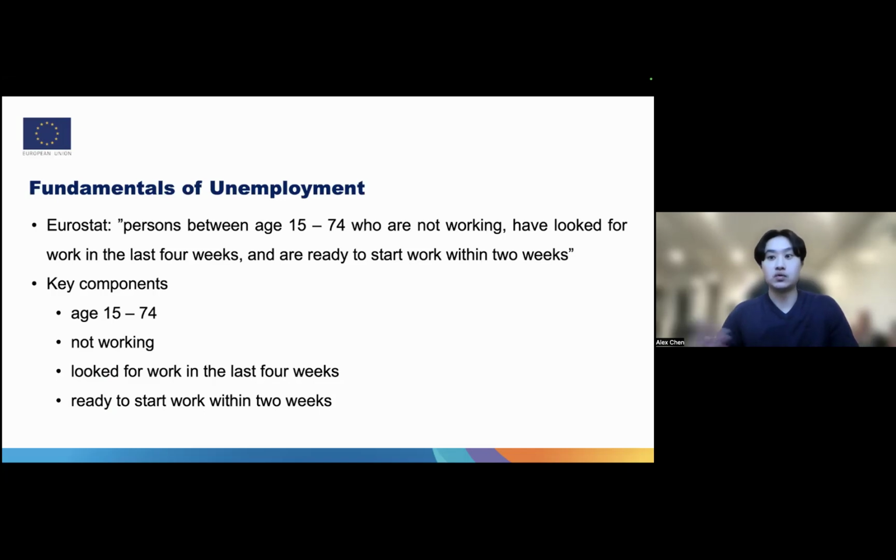And so moving on to your second indicator, unemployment. I pulled the definition straight from Eurostat, just to be clear. Eurostat considers persons between age 15 to 74 who are not working, have looked for work in the last 4 weeks, and are ready to start work within 2 weeks as unemployed. So it's very specific. It's not just, oh, not working. That's not it. So key components: age 15 to 74, not working, looked for work in the last 4 weeks, and ready to start work within 2 weeks.